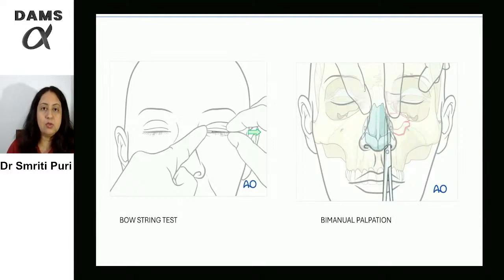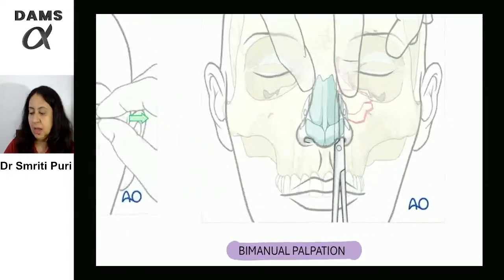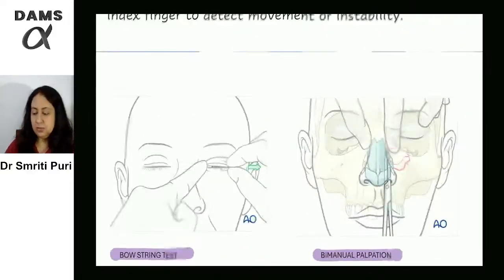Please look at the visuals. This one is a bowstring test, and this one is a bimanual palpation test. You can see in the bimanual palpation test, you introduce a Kelly clamp or any instrument. It should be a blunt, non-traumatic instrument, up into the nasal cavity. So this is how it is done.